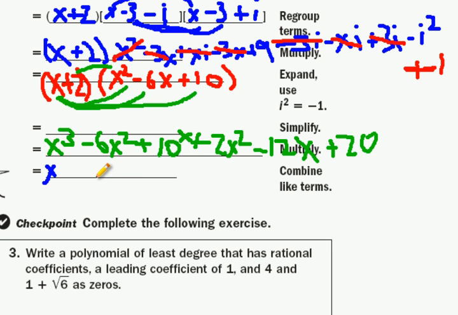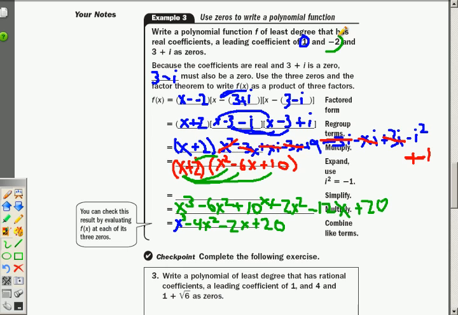6x squared plus 2x squared minus 4x squared. By the way, this was a 3. Should have been a 3 because I had 3 zeros, right? Minus 2x plus 20. Now, if you take that, put it into your calculator, it better come up with negative 2 as a 0. And that would help you to see if it's right. Let's go ahead and you do the checkpoint down there and see how you do.